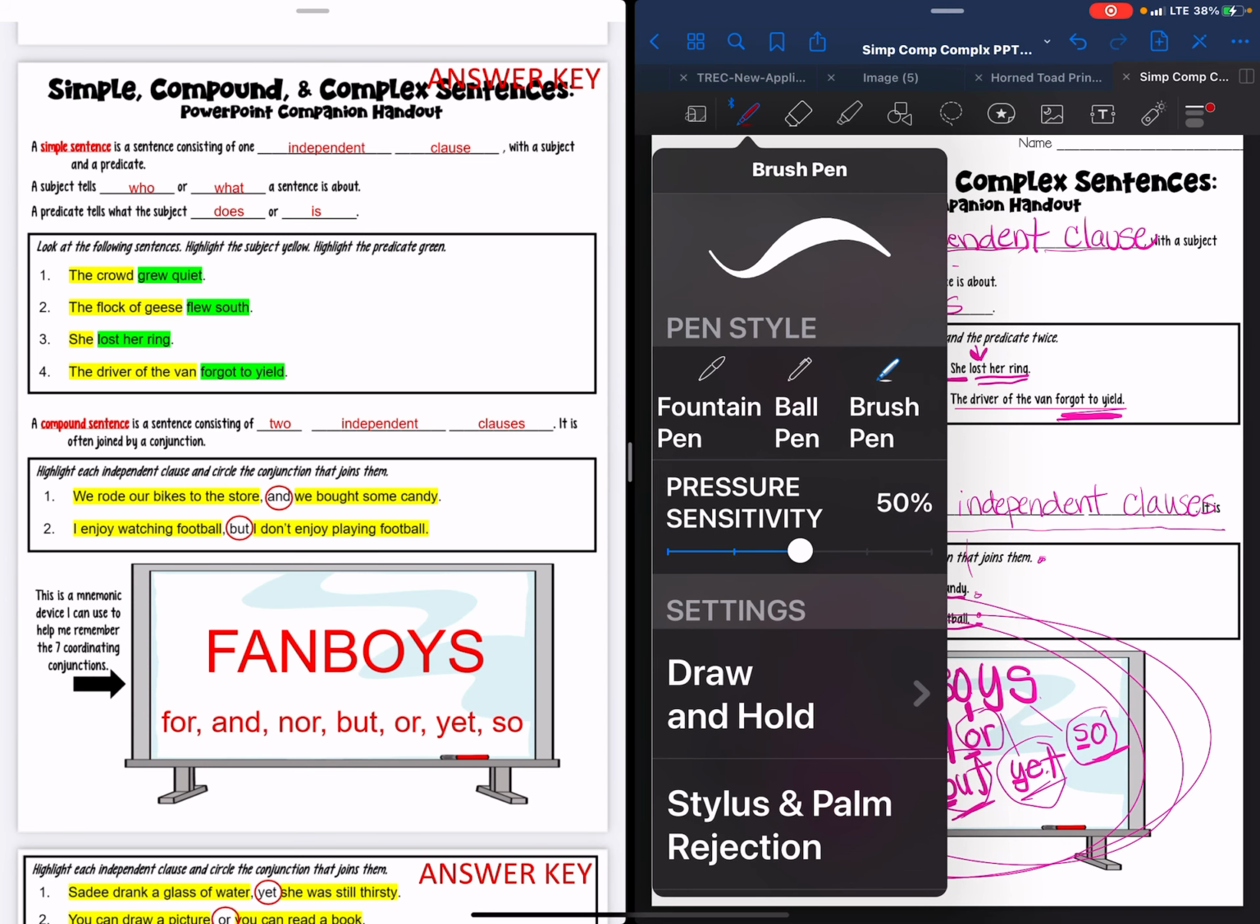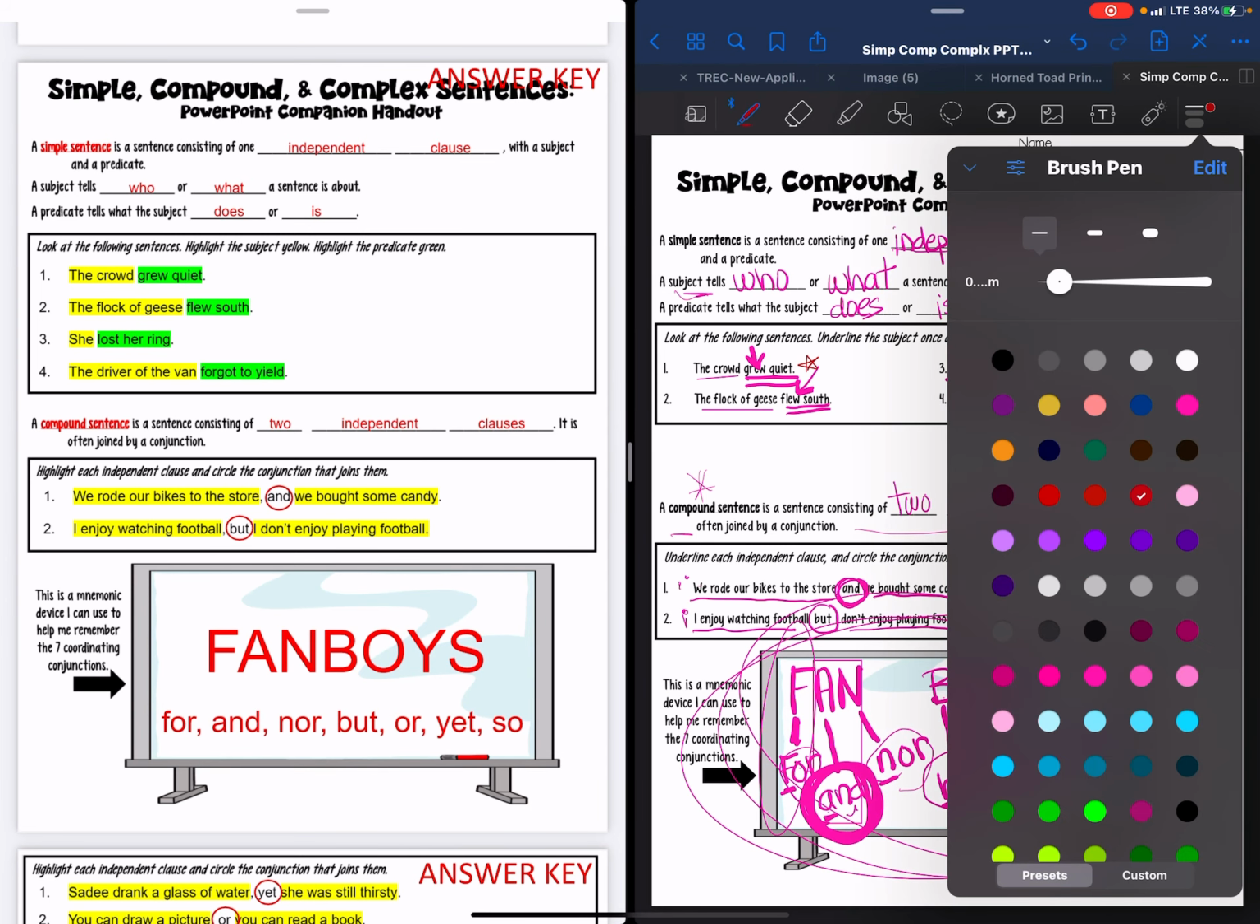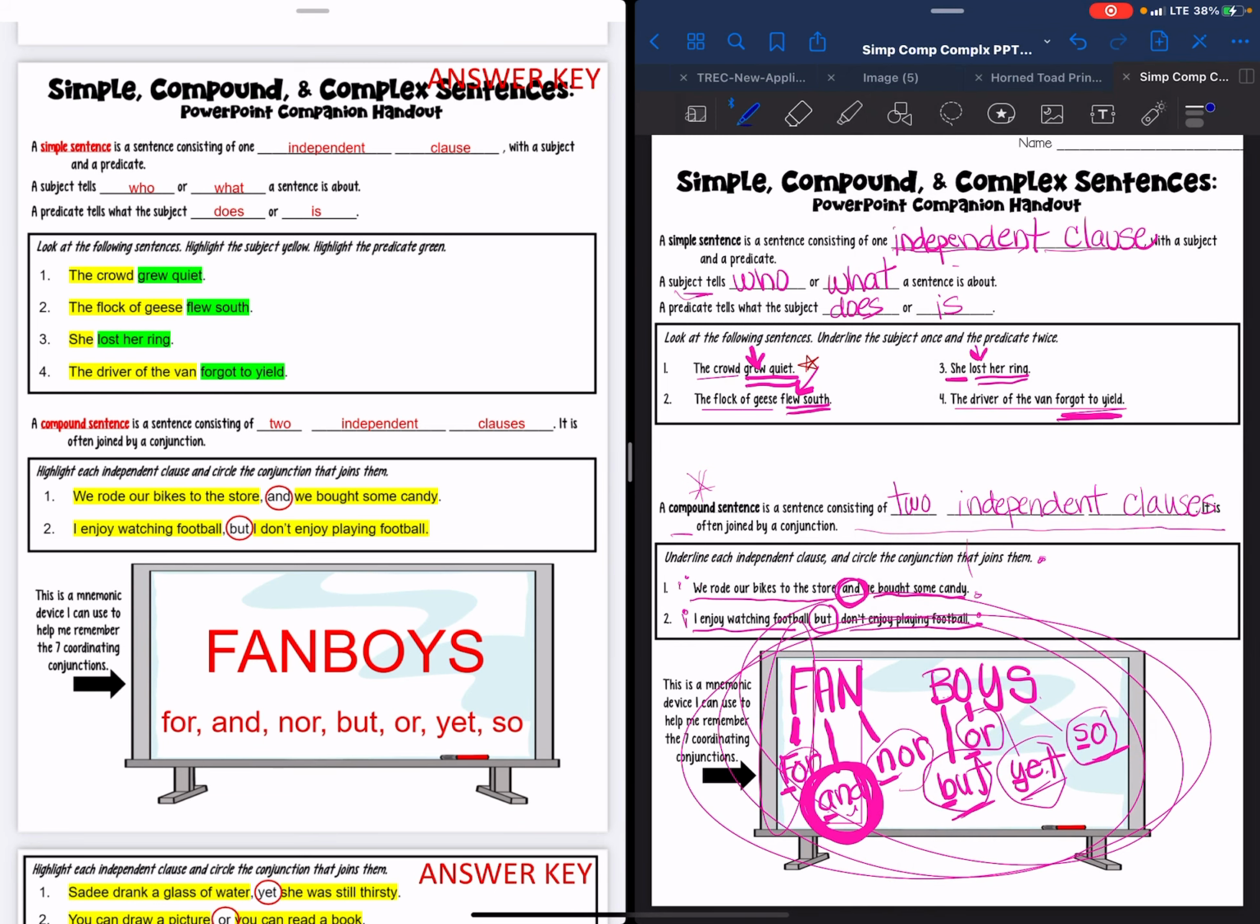I'm trying to find this so I can change my pen to a different color. Let's do blue. All right.